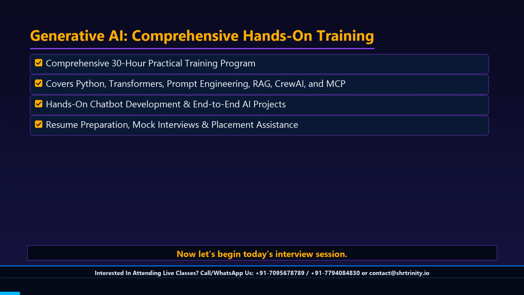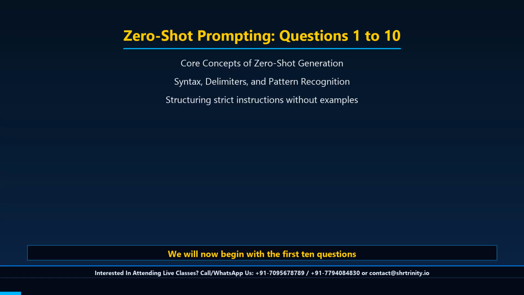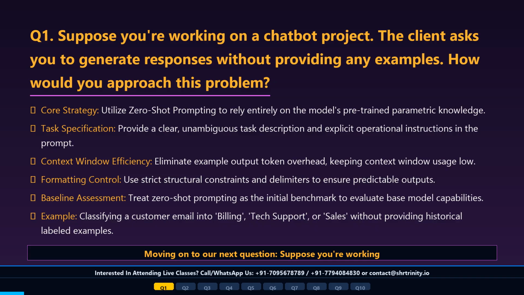Now let's begin today's interview session. We will now begin with the first 10 questions of our zero-shot prompting interview series. Moving on to our next question, suppose you're working on a chatbot project. The client asks you to generate responses without providing any examples. How would you approach this problem?